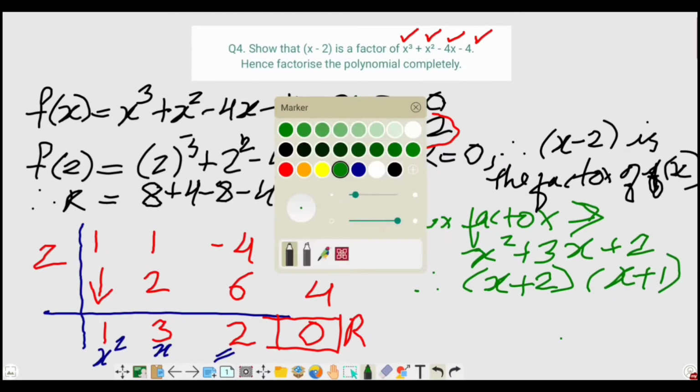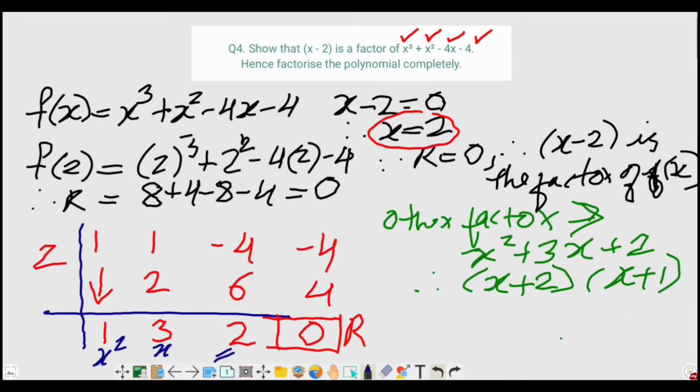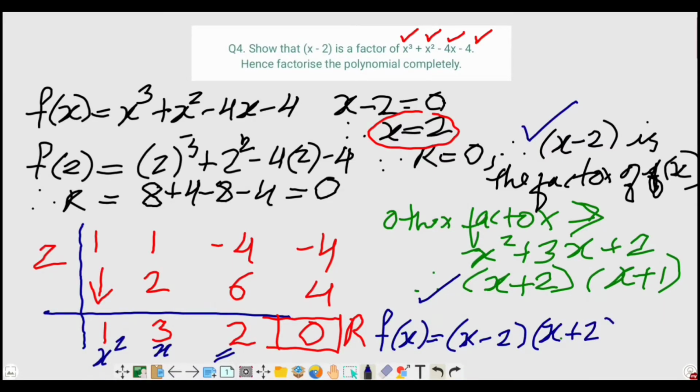So like this, you will get 3 factors because the order is 3. These 2 factors and this you have proved. So your f of x is the product of these 3 factors. First you have shown this one. Then by factorizing this quadratic polynomial, we got this. So these are the factors. So we have factorized the polynomial.